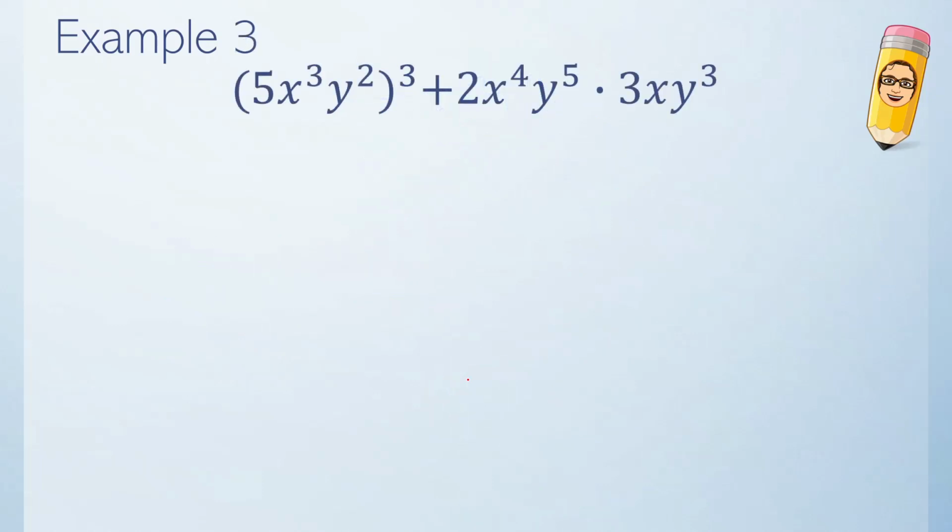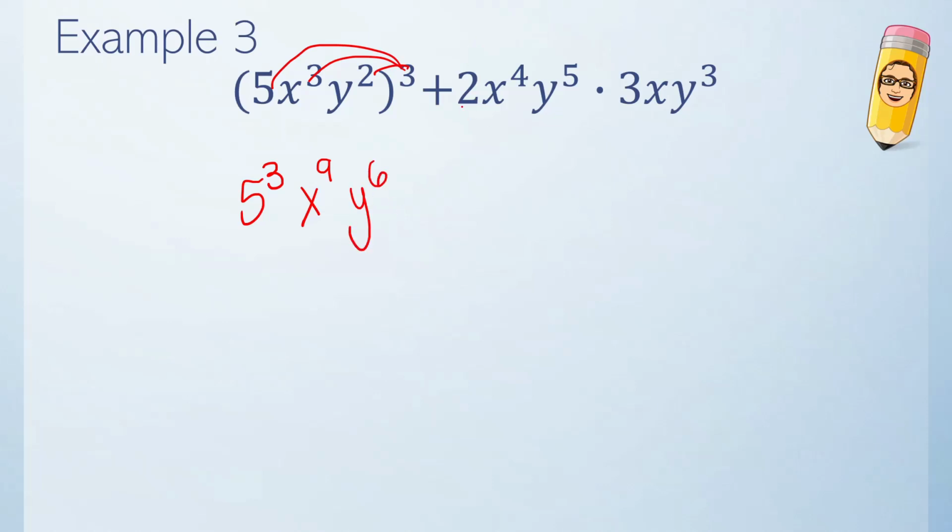Let's try the third example. Notice we do have a power to a power, so let's make sure we take care of that. So I'm going to distribute the 3 in. So we're going to get 5 cubed, x to the 3 times 3, which would give us a 9, and a 2 times 3, which is a 6.